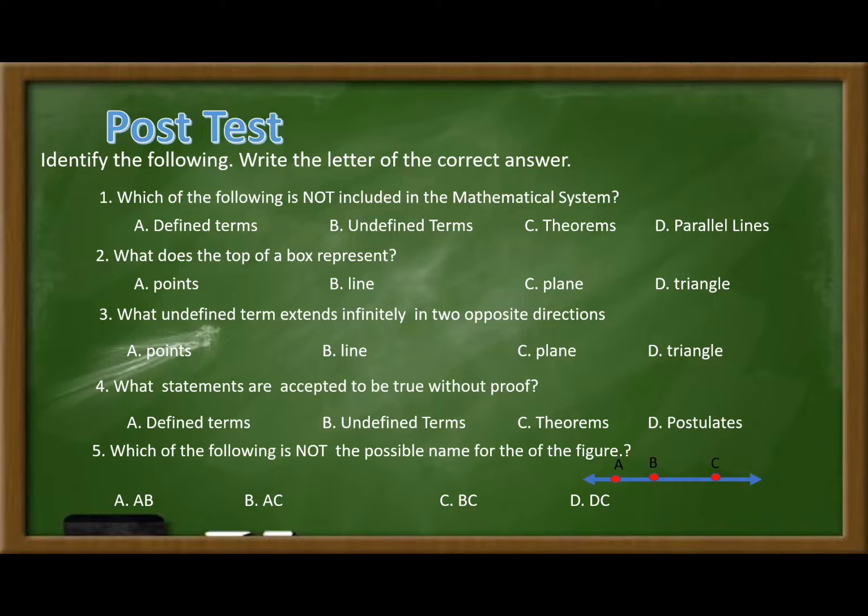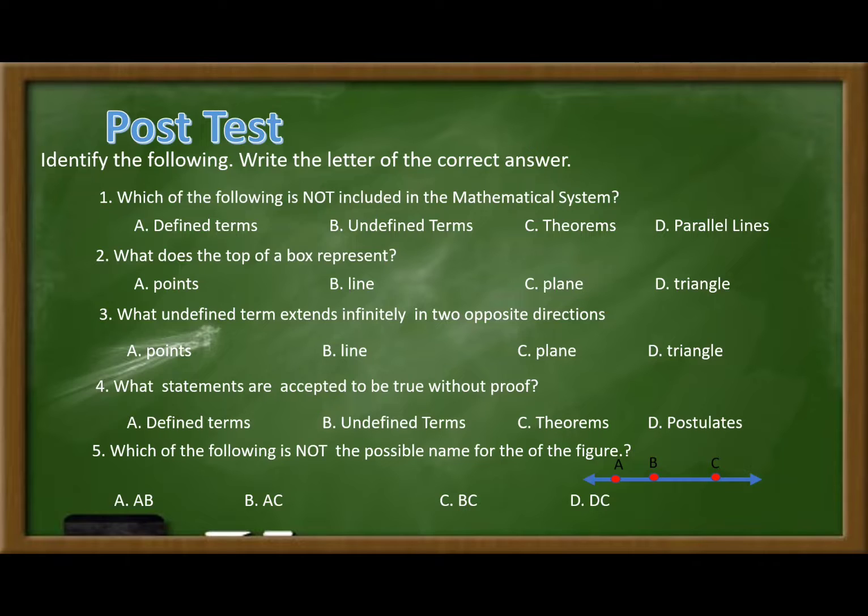2. What does the top of a box represent? A. Point. B. Line. C. Plane. D. Triangle. Number 3. What undefined term extends infinitely in two opposite directions? Letter A. Points. B. Line. C. Plane. D. Triangle.